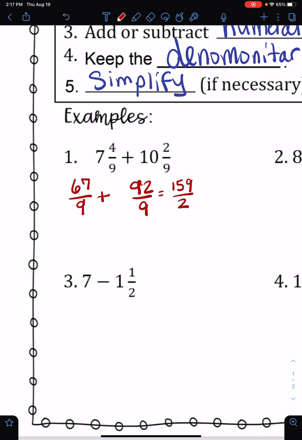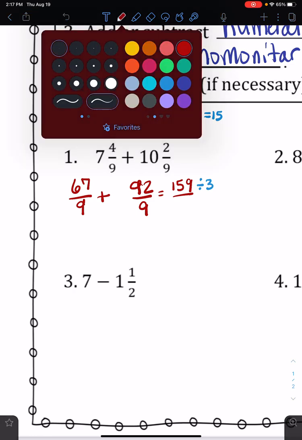So now we want to ask ourselves if this is in simplest form. Is there a number that we can divide into 159 and 9 evenly? And in fact, there is. Let me show you a little shortcut that I love. If you add the digits of a number like 159, if we added 1 plus 5 plus 9, we would get 15. If 15 is divisible by 3, so is the entire number. Do you guys see I made a mistake right there? That should be a 9. All right, moving back to where I was.